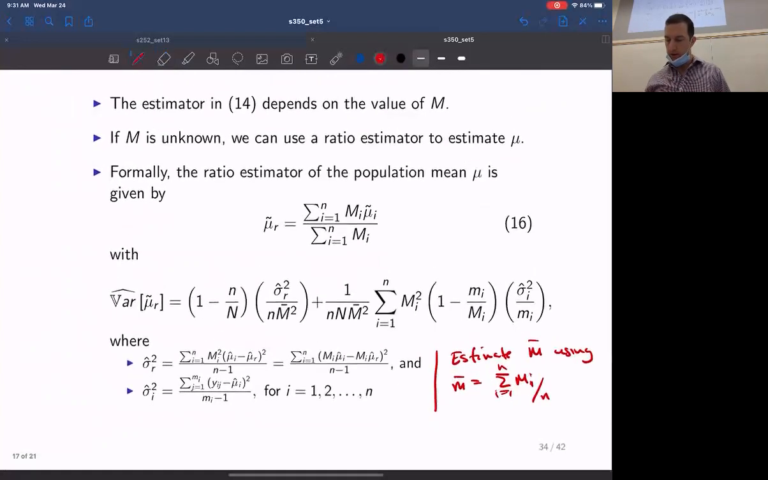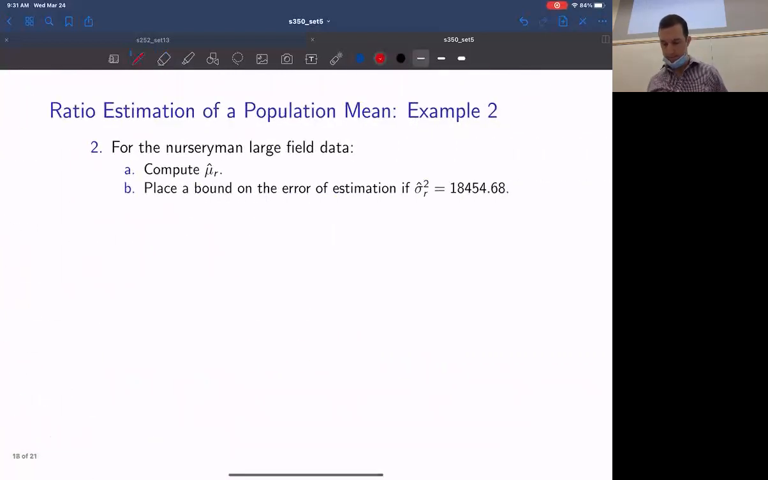Okay, so we're going to illustrate these two approaches using the nurseryman example that we studied in example one for two-stage cluster sampling. These estimates are going to be based off the same set of data that we studied in the first example.